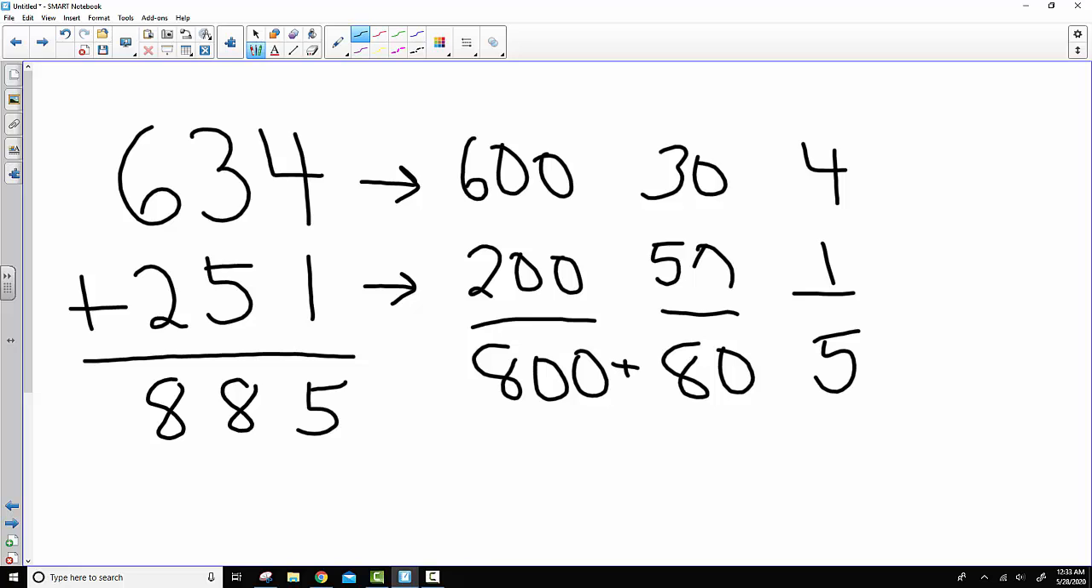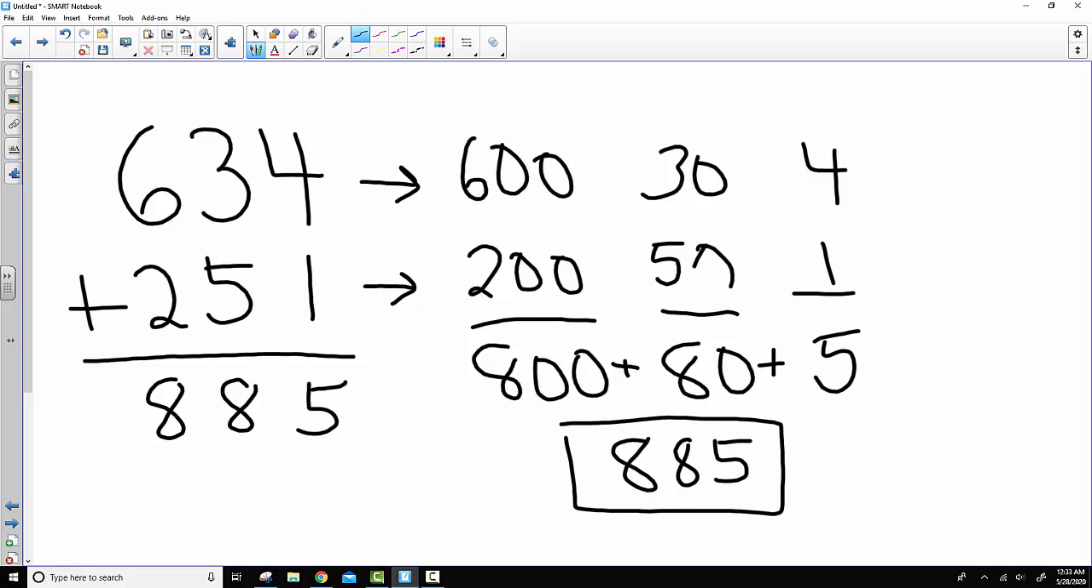It's fairly simple to add these numbers together. And again, we would get 885. So that's our first example, and without regrouping, it is a fairly easy concept, and the operation is very easy for you.